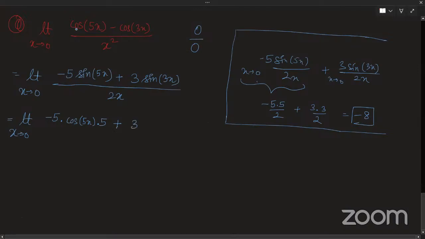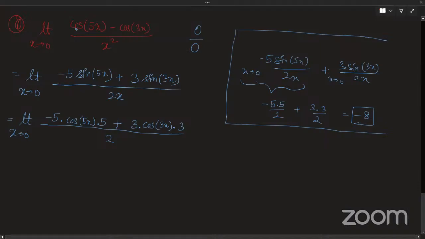Plus, you have got 3 into sine of 3x. What will be the derivative of sine of 3x? Cos 3x into 3. 3 cos 3x, sir. Yeah, great. And what about 2x? Derivative of 2x? 2, sir. Great.